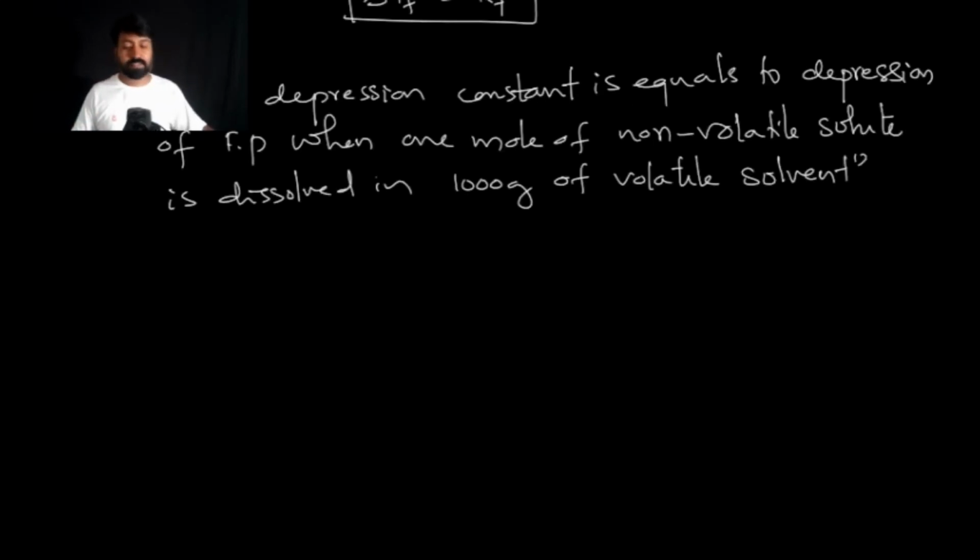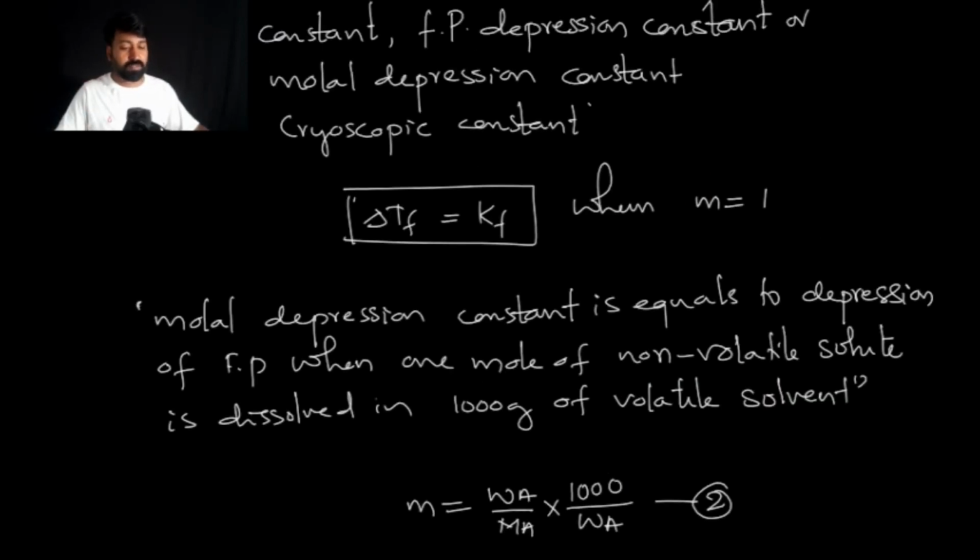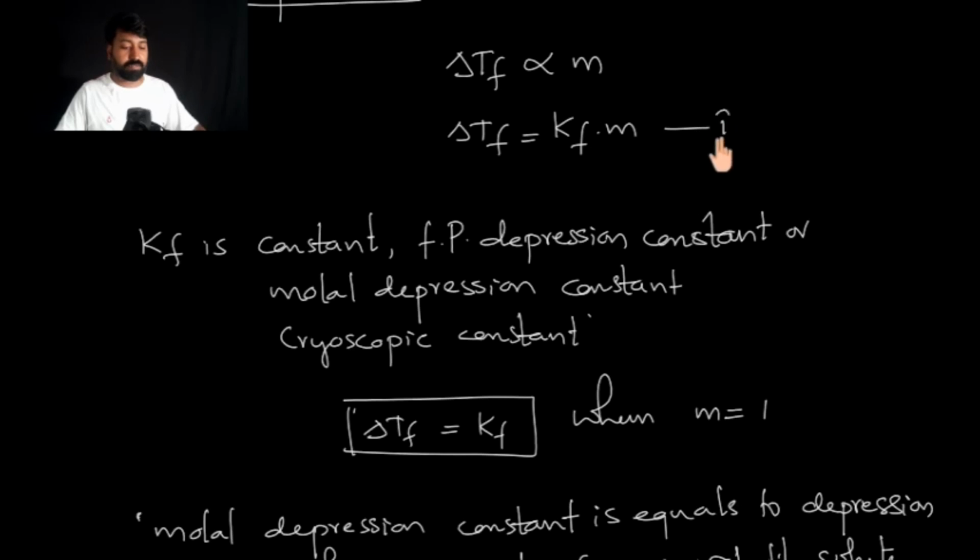But the problem is we want to determine the molecular mass of the solute, and for that we can't use molality directly. We have to change the formula. We know that m is equal to the given weight divided by molecular weight, which gives the number of moles, multiplied by 1000 divided by the given weight of the solvent in grams. Okay, so this is equation number 2, as I mentioned in the previous video, you can go and check. Now this equation I take as equation number 1.